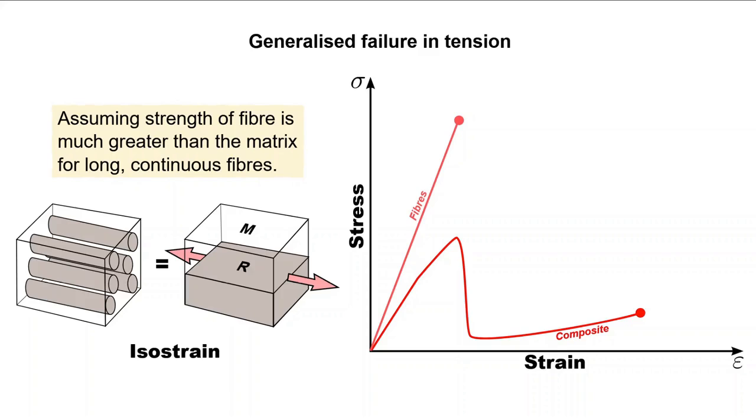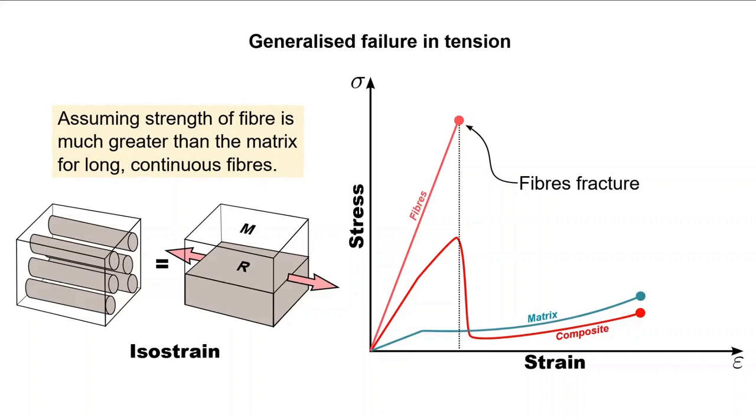They will load elastically and then fail suddenly. This event can be observed on our composite stress-strain curve. There is a significant drop in load being carried by the composite when the fibers fail. Next, let's look at the matrix.